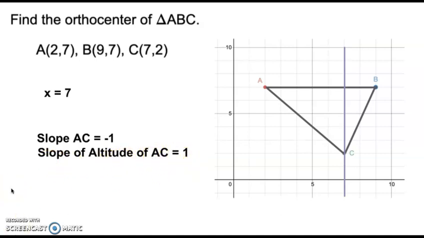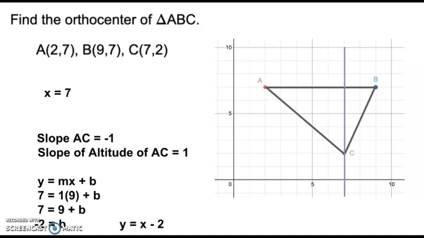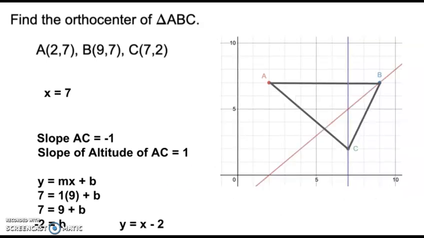Now I need to find the equation so I can draw the line. Remember, the line goes through point B. So using slope-intercept form, y equals mx plus b, my slope is 1, and it must go through the point 9, 7. So 9 goes in for x, and 7 goes in for y, and I solve for b. So 1 times 9 is 9. Then I subtract 9 on both sides, and b equals negative 2. So my equation is y equals x minus 2. Graphing that gives me this line.